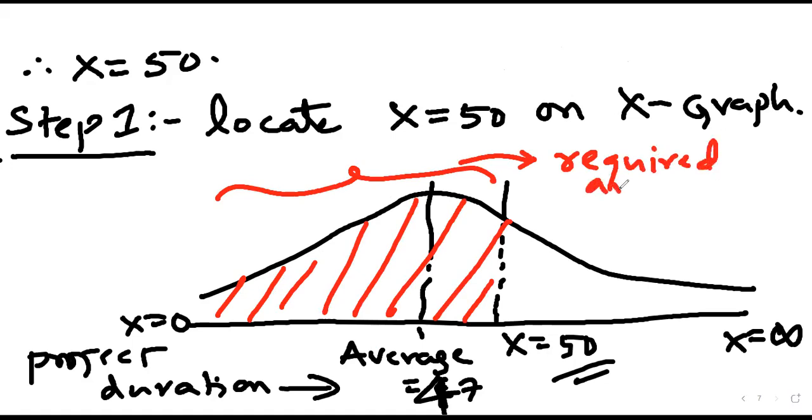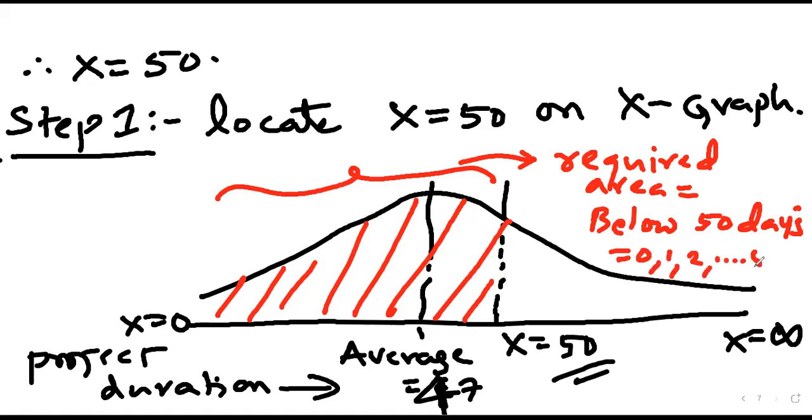The required area is equal to below 50, equal to 0.1. So 0 is here, 47 it has crossed, and then 50. So all the area that starts from 0 until 50 can be considered in the required area. If there are any doubts, you can ask.